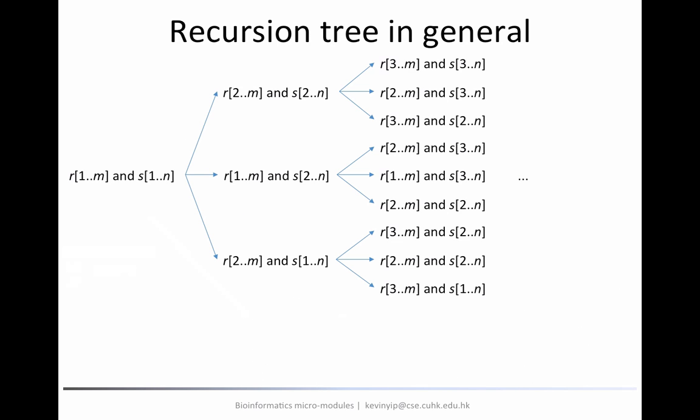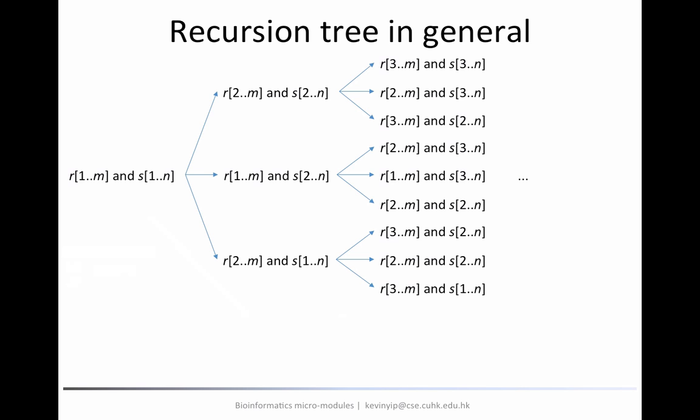So in general, we can always divide a problem into simpler subproblems in this way. Using our notation, if the two original sequences have lengths m and n, then the original problem is R1.m trying to align with S1.n. We don't know what is the best way, so we try out three possibilities to align the first one. So we can align R1 with S1, resulting in the first subproblem, which is R2.m with S2.n.